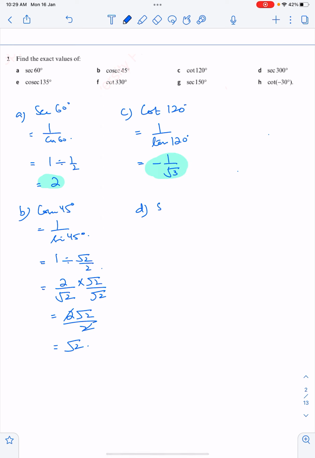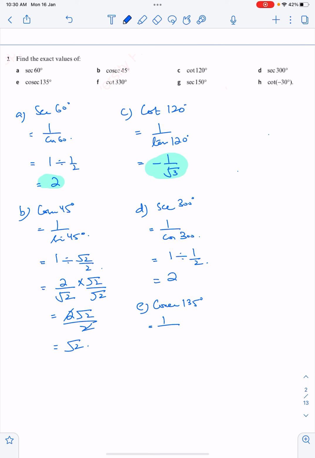Okay, the D part is sec of 300 degrees. Sec is the reciprocal of the cos function, 1 upon cos of 300. In this case, we know that the basic angle is going to be 60. So, we can find out cos of 60. Cos of 60 is half, and it is in the fourth quadrant. Cos is positive in the fourth quadrant, so it is going to be simply 1 divided by half, which is actually 2.